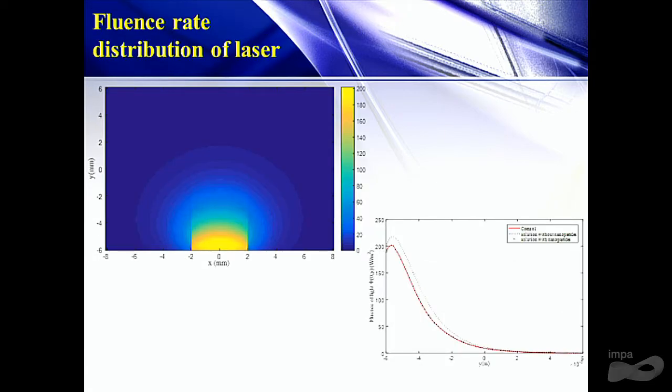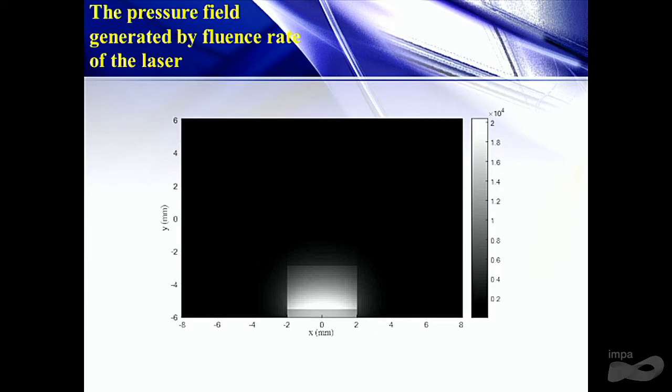Here we have the solution of the optical model by the delta P1 approximation, and this is the fluence rate distribution of the laser. From the fluence rate of the laser, the initial pressure is generated, and we can see the pressure rises to about 2 times 10 to the power of 4.